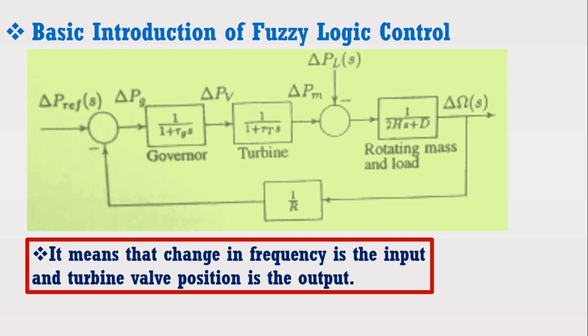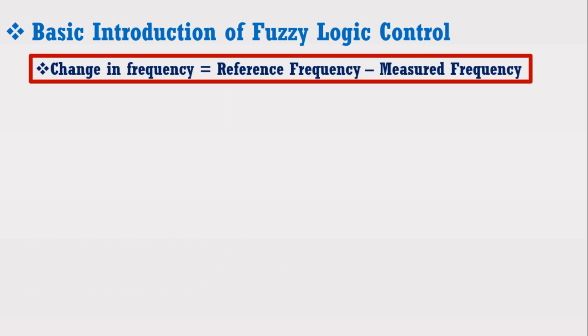Friends, now we have clearly defined the input and output variables for this case. Now we have to define the range of these input and output variables in the form of various membership functions. This is necessary to provide different rules for different load variations. To know the minimum and maximum range of the input, let's consider the formula. We know that change in frequency is equal to reference frequency minus measured frequency. Reference frequency is always 50 or 60 Hz, and measured frequency is obtained at every instant of time.